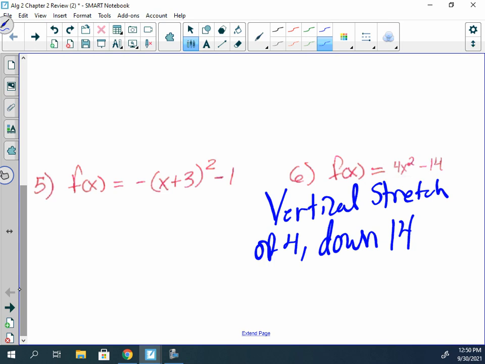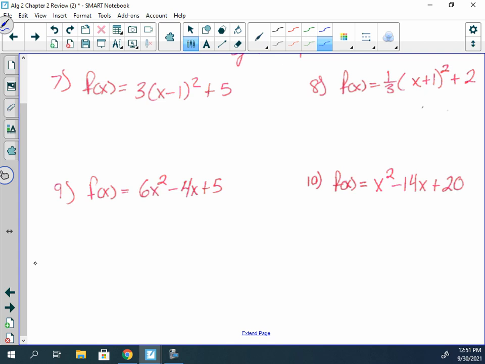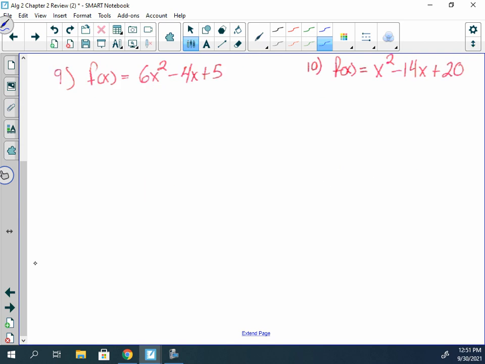Any other questions on problems 1 through 6? Any questions on 7 through 10? Can you go through 9? Number 9. Now on these here, we want to find the vertex and axis of symmetry. This one here is in standard form.